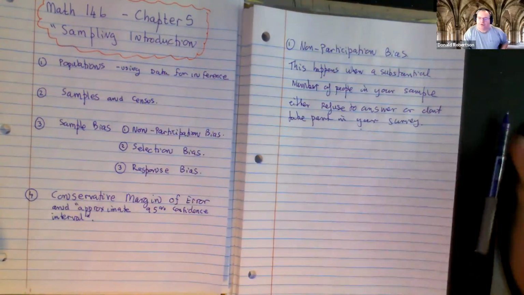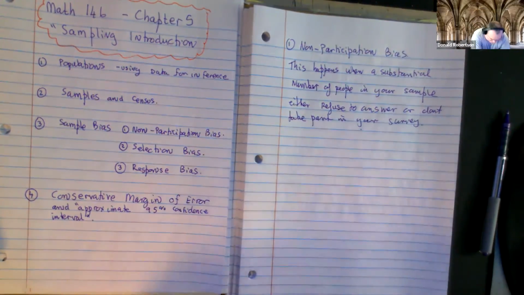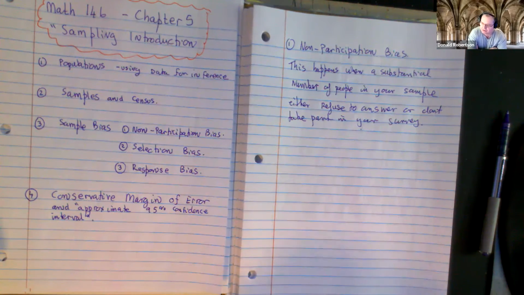Now, let's give you some examples of non-participation bias. Let's suppose I'm interested in the political views, who you're going to vote for in the next election. And I get a list of 100 people to be in my sample. And I find these people and I say to them, can you tell me who you're going to vote for? And 99 of them answer your question. And one of them says it's none of your business. That one person is an example of non-participation.